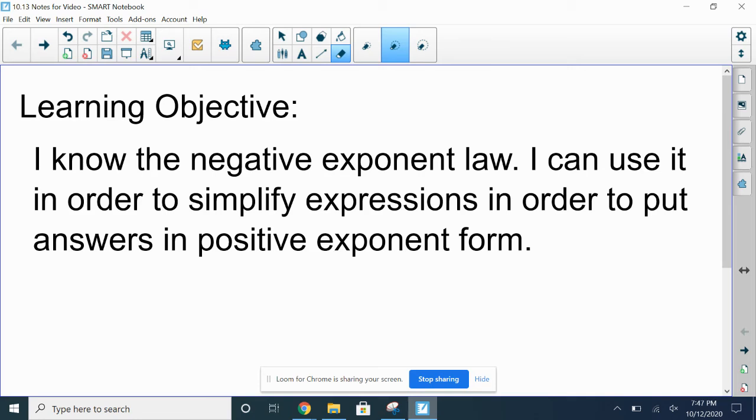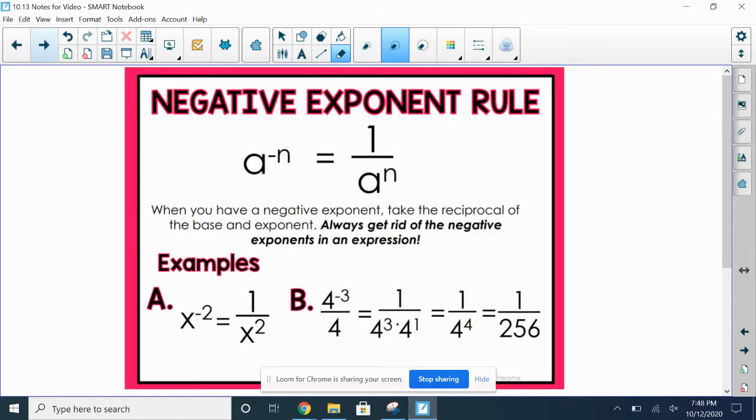All right, so we're going to go ahead and get started. Today our objective is to talk about the negative exponent law. You are going to be able to use it to simplify expressions so that your answer will be in positive exponent form and there will be no negative in your answer. So let's see what that looks like.